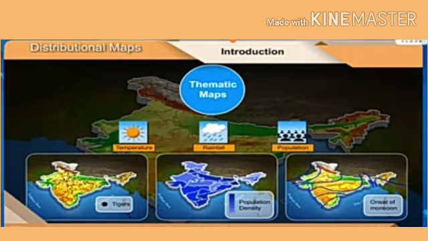For example, temperature, rainfall, population density, all these are the factors shown on the map according to the data of these variables. These maps are useful to explain the distribution of these variables in the region. Such types of maps are called thematic maps. These maps easily bring out the patterns of distribution. To draw the distributional maps, we need the statistical data of the variables.